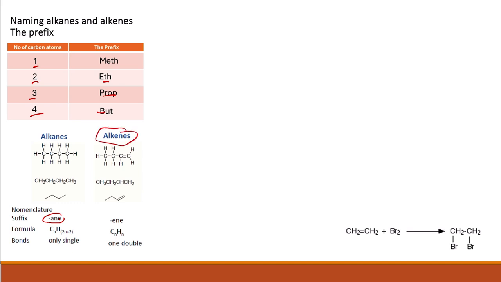For alkenes, which have the double bond, the suffix is ene, and to name it, use the prefix with the suffix, so it's going to be ethene, propene, and butene. Remember that you cannot have an alkene with only one carbon atom, so the first member of the homologous series is ethene. For the general formula for alkanes, it's CnH2n+2, and for alkenes, because there is a double bond, there are 2 hydrogens less, so it's CnH2n.